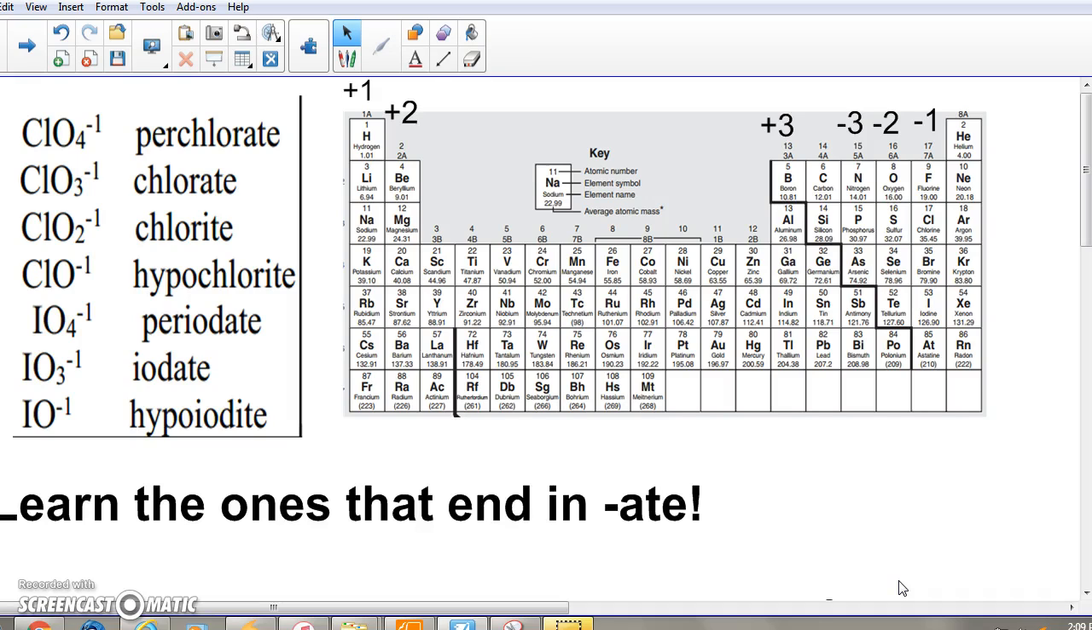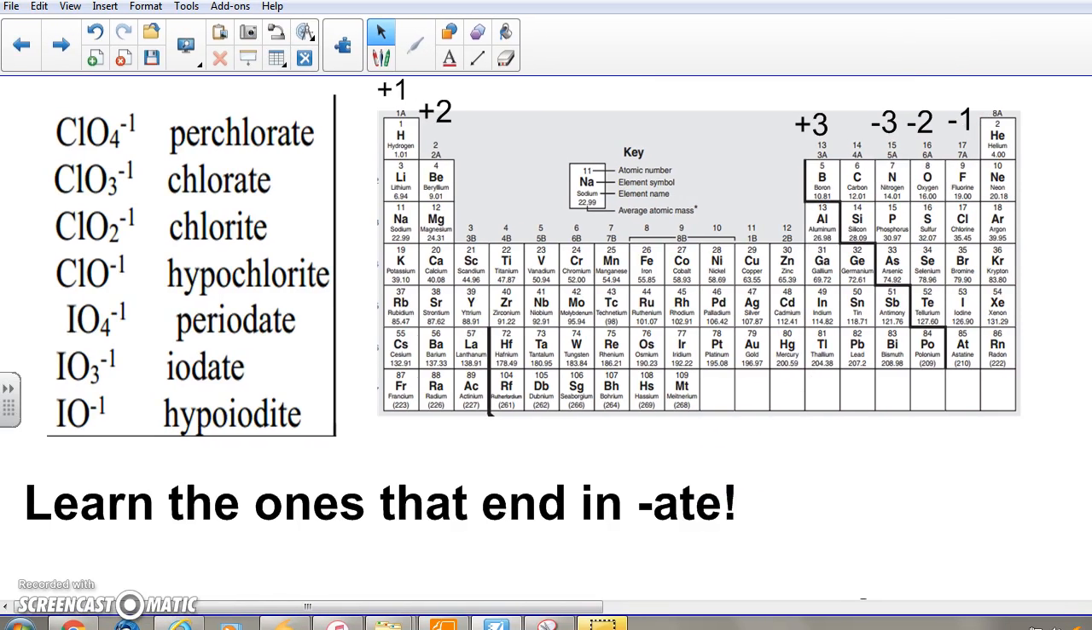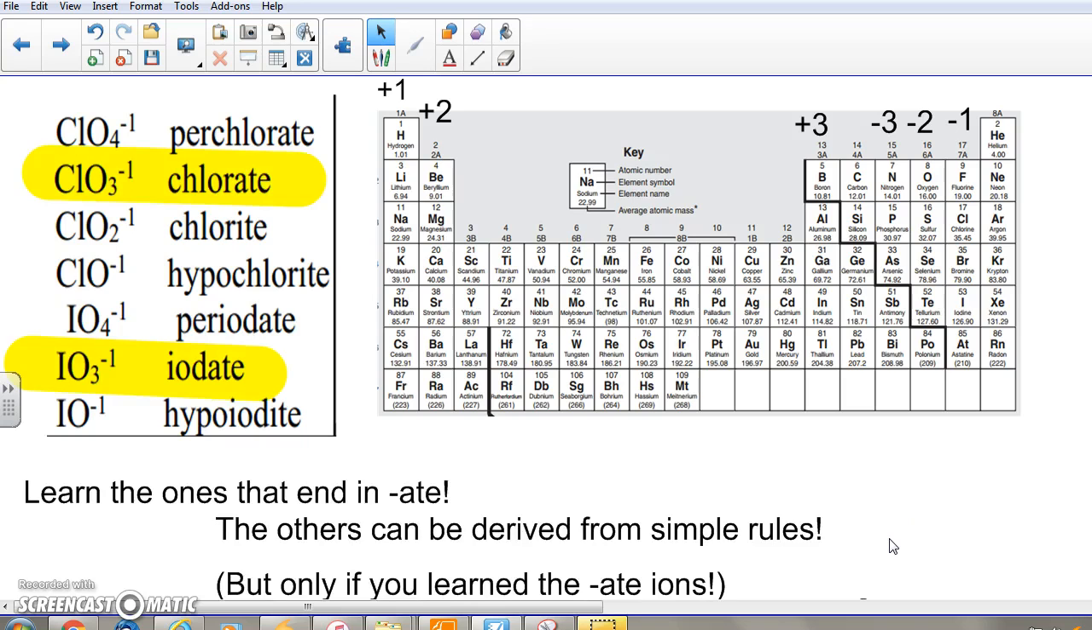So what are we going to do here? Well, the first thing that we want to do is learn the ions that end in ATE. Always begin by learning the ions that end in ATE. So in this particular list of 7 ions, we really only have to sit and memorize 2 of them. We have to learn the chlorate and the iodate. None of these others have to be learned.